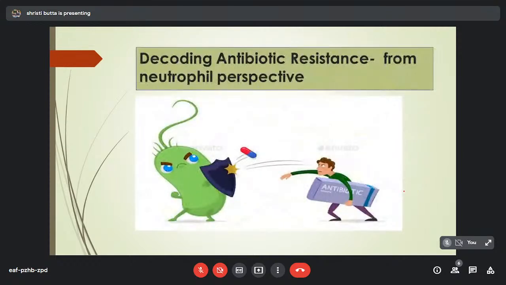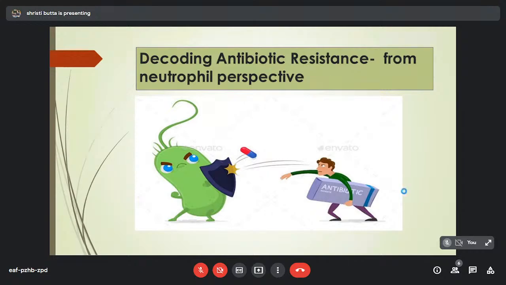So finally, we've come to a very interesting section. After discussing a lot of neutrophilia, neutropenias, and neutrophil function defects, we have a very interesting thing here. We are decoding antibiotic resistance, and that too from a neutrophil's perspective.